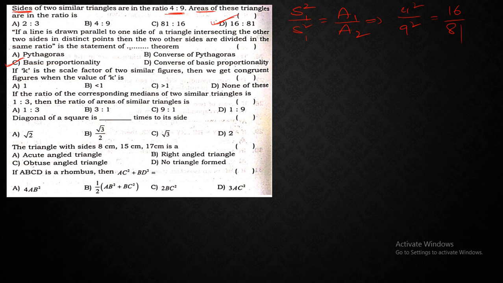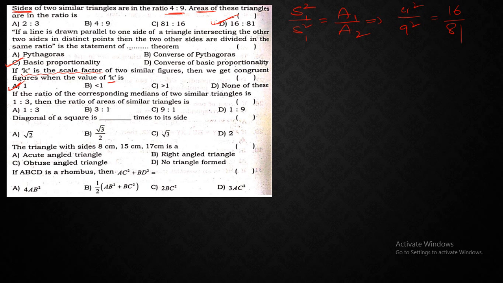If k is a scale factor of two similar figures, then we get congruent figures, then the value of k is. So what did he ask? If k is the scale factor of two similar figures, then we get congruent figures. Congruent figures means the shape should be as it is and the size should be as it is. So shape and size should be the same. It is possible only when k is equal to 1, right?